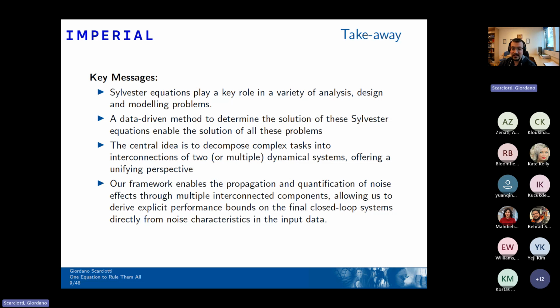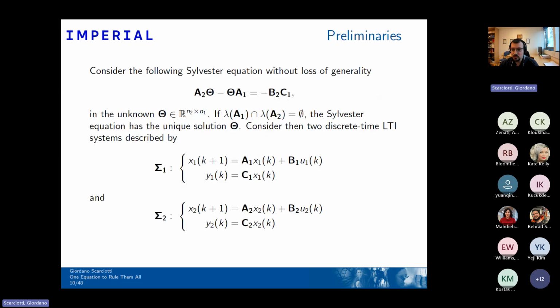So for instance, the error in the stabilizing controller for the cascade can be quantified as a function of the noise or process noise or error which we have at the beginning of the process. So this is the key message in case I lose you and you don't follow the rest. That's essentially what I'm going to present. So let's start with some preliminaries.